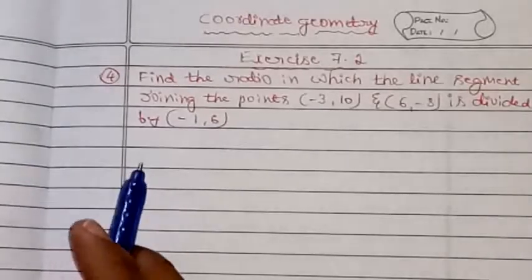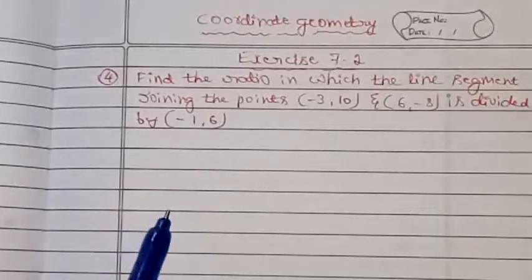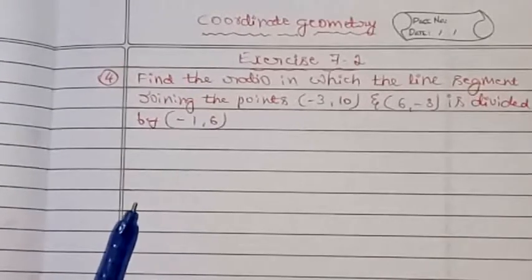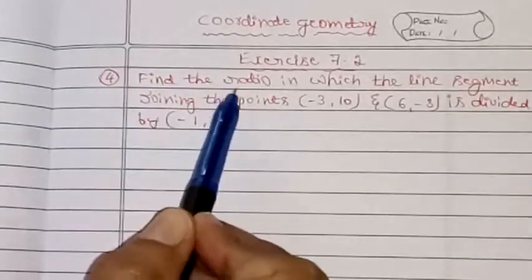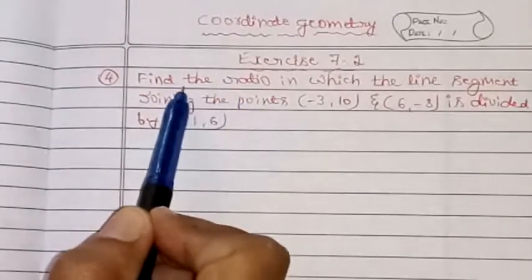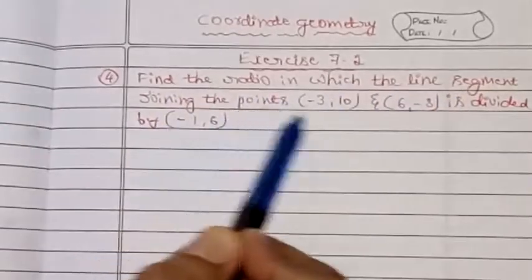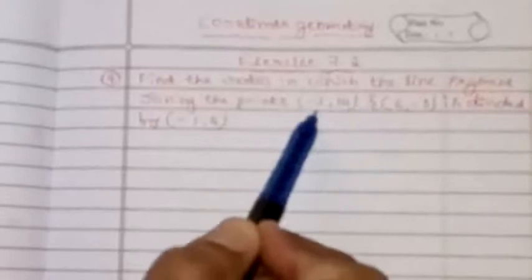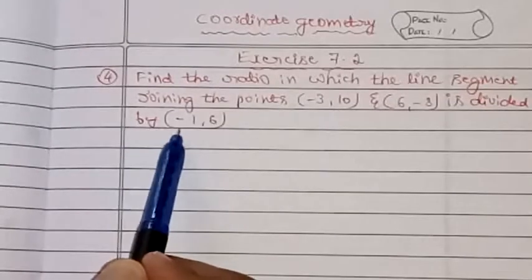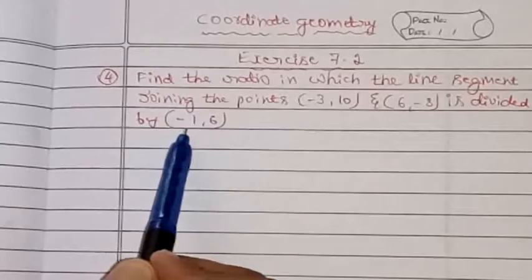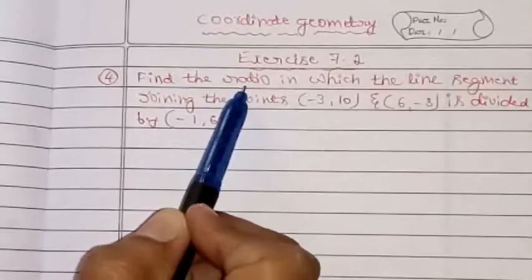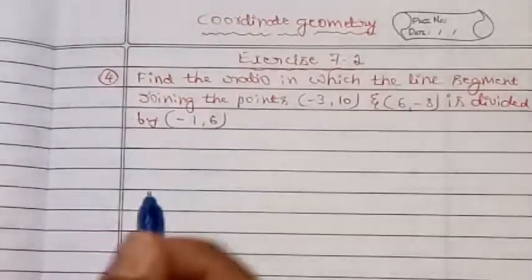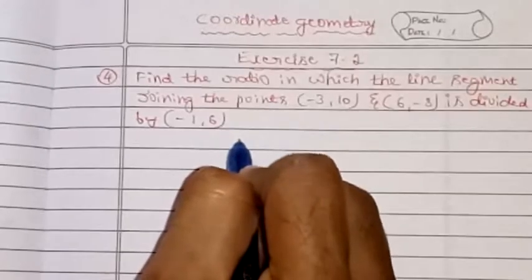Children, if you remember the first question, in that question you were able to find the coordinate points by which the line segment is divided in some ratio. But here in this question you need to find the ratio only. The line segment joins these two points and is divided by the point (-1, 6). In the first problem you found the coordinates, but here they are giving the coordinate points and you need to find the ratio. So let me explain by writing one line, children.